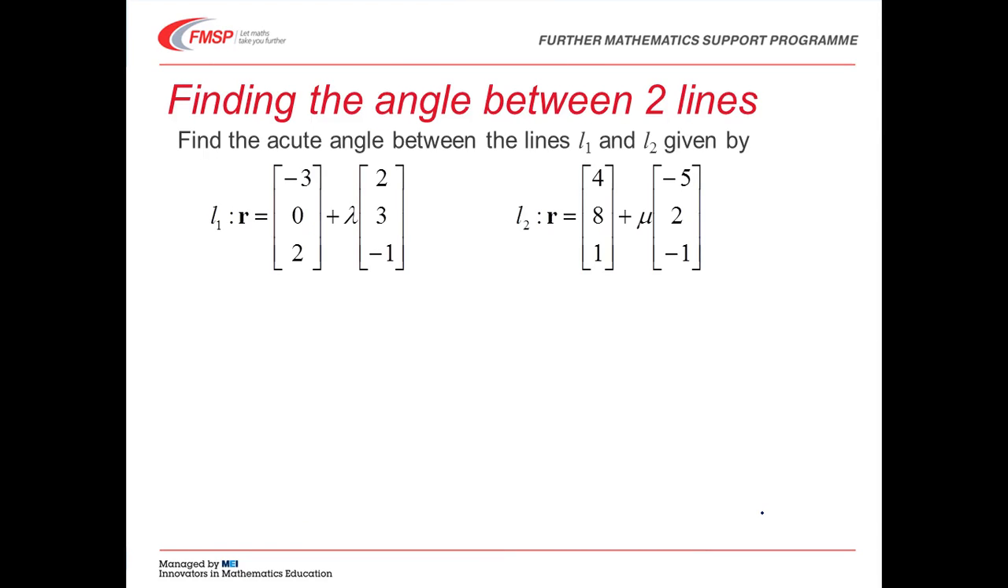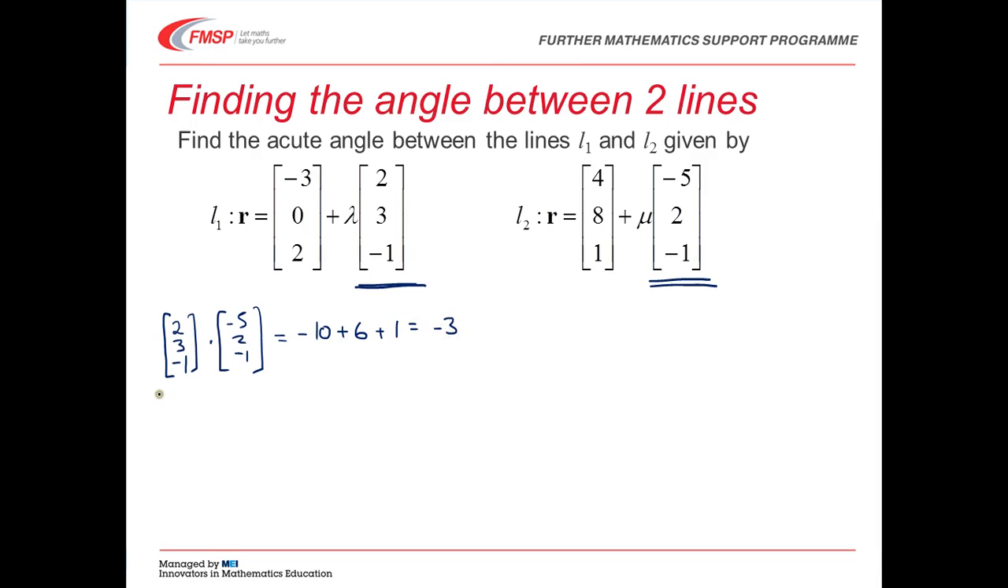We can use the scalar product to find the angle between two lines. Here I've got the vector equation of two lines, and these vectors here are the two direction vectors. So that's what I need if I'm looking at the angle between them. So I start off by dotting those two direction vectors. That's 2 times minus 5 is minus 10, plus 3 times 2 is 6, plus minus 1 times minus 1 is 1, and that comes out to be minus 3.